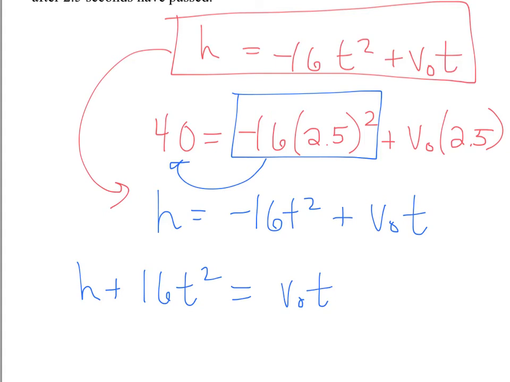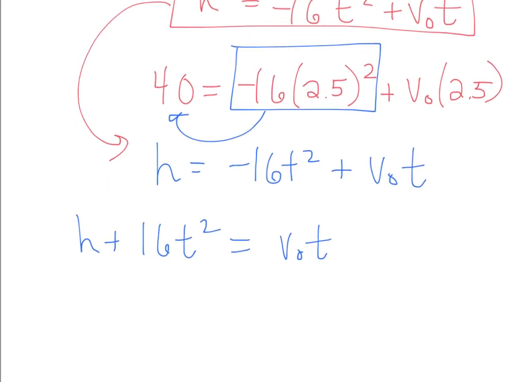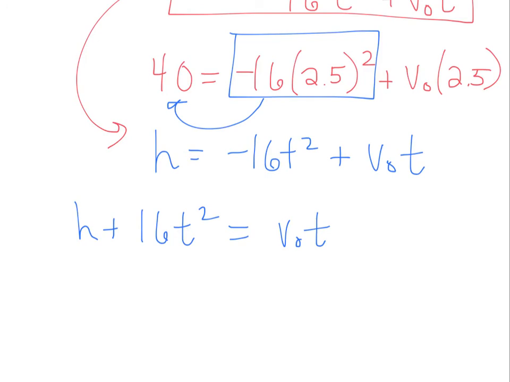So, what will we do now? Instead of 2.5, because I don't have 2.5, I still have a variable. What should I do, Nina? Divide h plus 16t squared by t. Yeah, divide both sides by t.